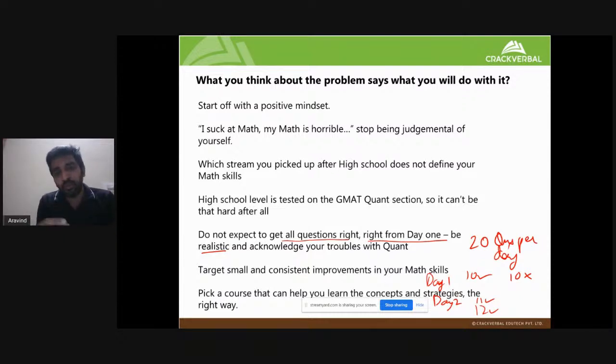And over time, these small improvements will keep adding up and they will become larger improvements. And with larger improvements, you will automatically notice that you'll be a much more confident person when it comes to GMAT Quant. So confidence is the name of the game. If you can develop confidence in quant, you can do anything on GMAT Quant. And last but not the least, self prep may not help all the time. So you might want to pick a course, or you might want to pick a tutor who can help you with the concepts and strategies in the right way, right? That's important as well.